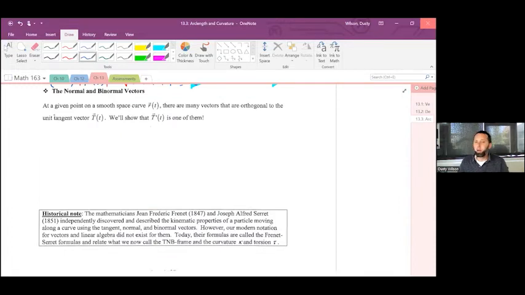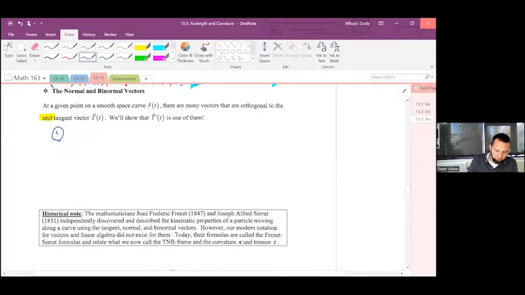The normal and binormal vectors. At a given point on a smooth space curve r of t, there are many vectors that are orthogonal to the unit tangent vector T of t. We want to show that T prime of t is one of them. So we're going to do this in 2 steps. The first step requires that we remember that T is a unit tangent vector. That is, it has a length of 1.